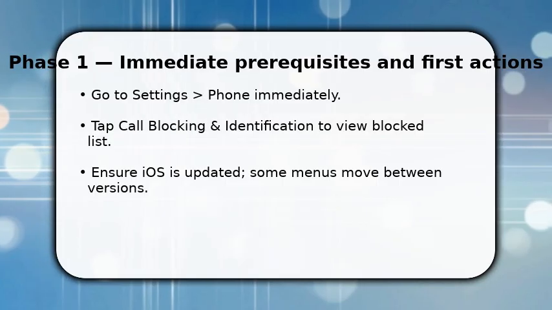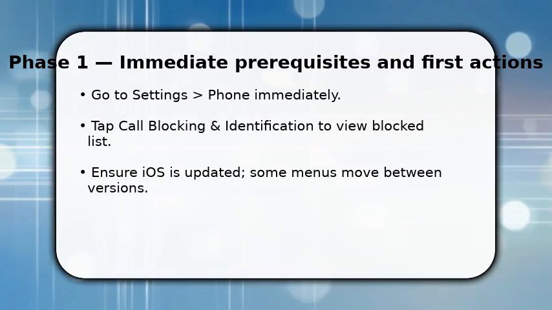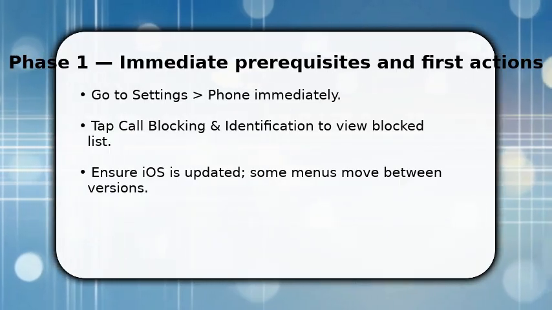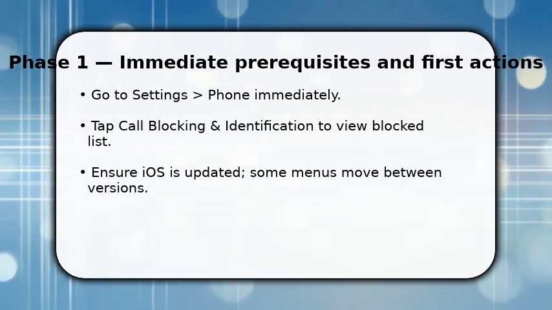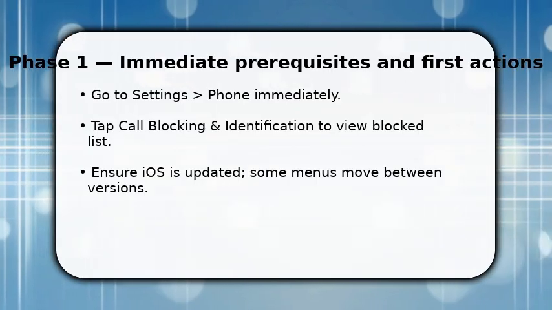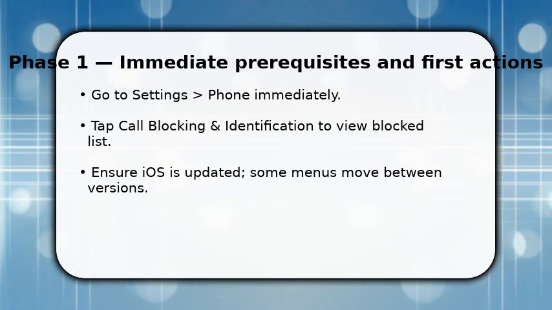Make sure you're on the right Apple ID if you use multiple accounts, because blocked contacts sync per account. If a number isn't obvious, note its format. Country codes or spacing can hide duplicates. This step reveals what's blocked and prepares you to act. Either unblock or inspect details.